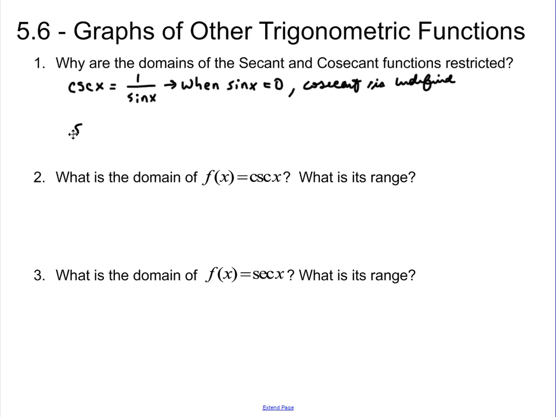All right, how about the other one? What about secant? Well, secant of x, of course, is defined as 1 over cosine of x. So if I'm dealing with 1 over cosine of x, of course, we would say that at any place where cosine of x is equal to 0, the secant function is undefined.